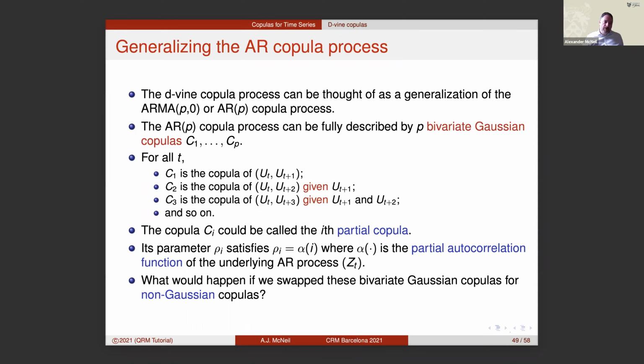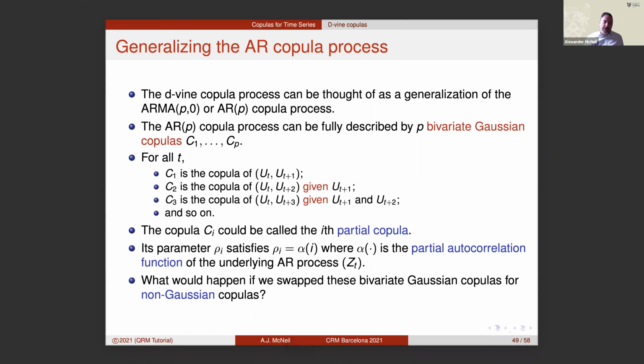So the way you can think of this ARMA copula process is that Ci can be thought of as the ith partial copula. That's because it relates to the concept of partial autocorrelation. Again, this will only make sense to those of you who have studied time series in a statistics or econometrics class. You'll have heard not only about the autocorrelation function, but the partial autocorrelation function. And the parameter of the ith Gaussian copula, rho_i, is exactly equal to the partial autocorrelation at lag i, alpha_i, of the underlying AR process.